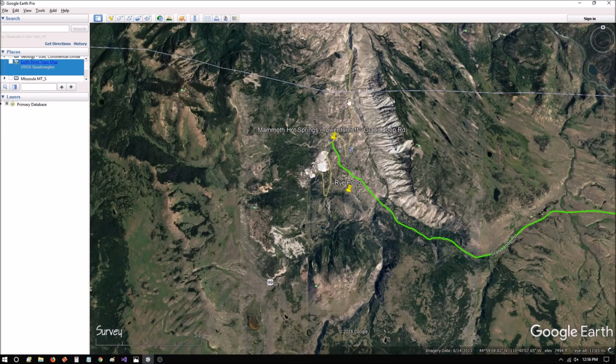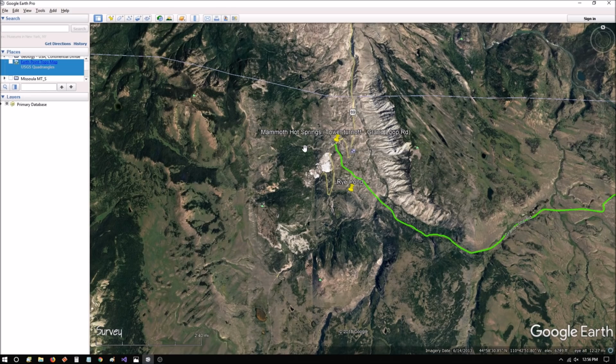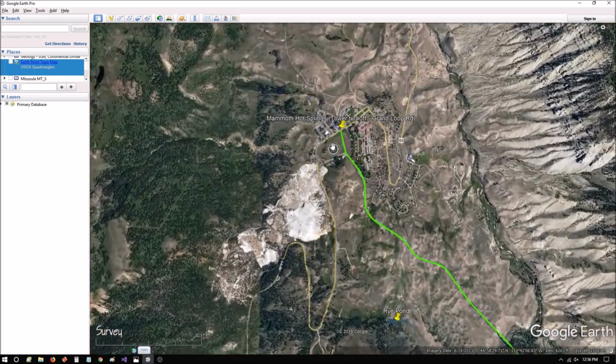There's quite a few of them here. The Bunsen Peak, being the Bunsen burner, Sepulchre Mountain. There's just a lot, and I have all of those here, but I'm not going to turn them on because it's just going to complicate things. But anyway, so here we are down on this road.